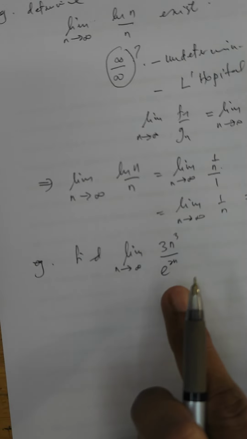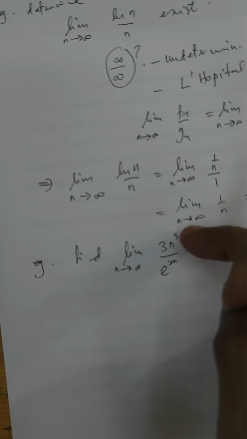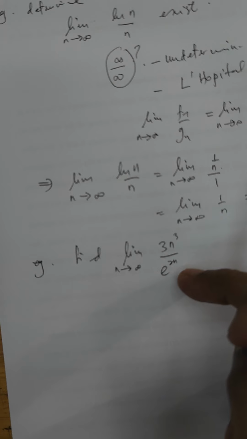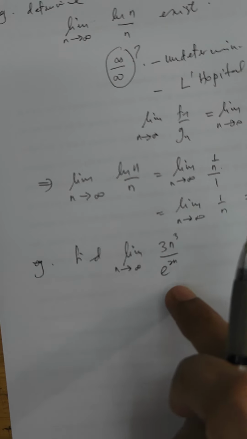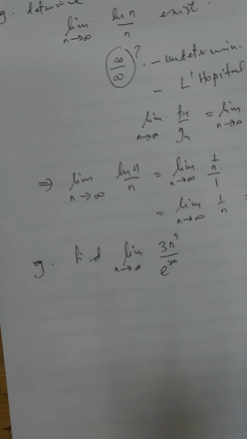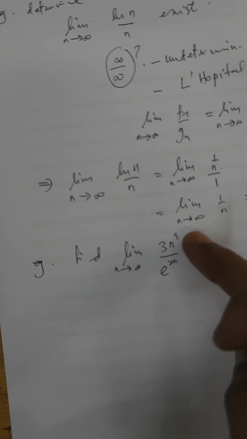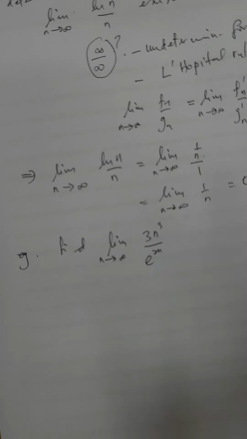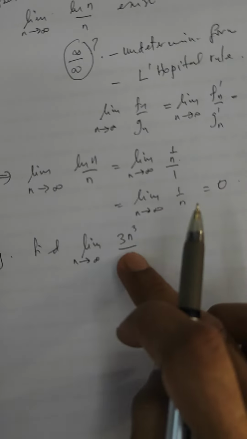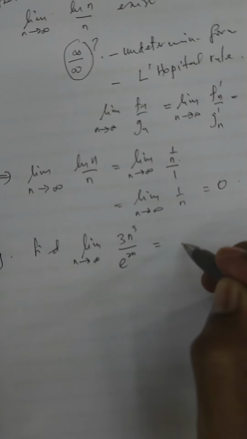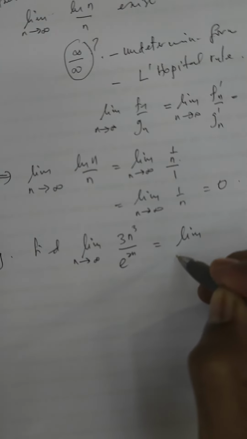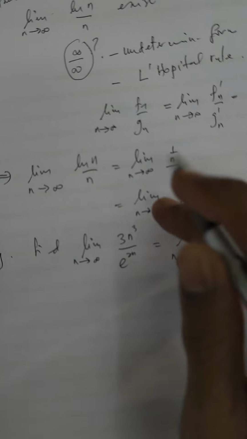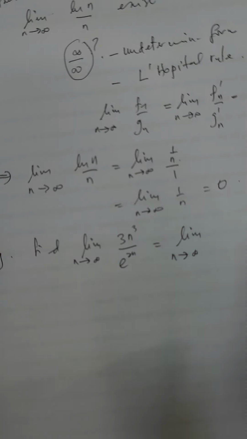So again, if you look at the form, we have infinity over infinity again. Of course, in this case exponential grows much faster as compared to 3n cubed. But still we have infinity over infinity, so we can use L'Hopital's rule again. If you use L'Hopital's rule, then this is equal to the limit as n goes to infinity. We differentiate the numerator, so we have 9n squared.